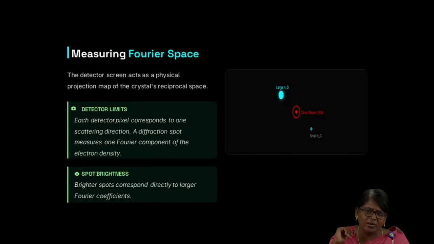So this is the mapping of Fourier space on the detector screen. On the detector screen, each pixel corresponds to a particular scattering or diffraction direction. When you get a bright spot inside a pixel, it means the Fourier coefficient is large. When you get a spot but the intensity is low, it means the Fourier coefficient is small. So on the detector screen you get bright or dark spots in all the pixels, each corresponding to one particular scattering direction, and each spot gives you the Fourier coefficient of that component. When you get the Fourier components of all the scattering directions, you can construct the electron density.